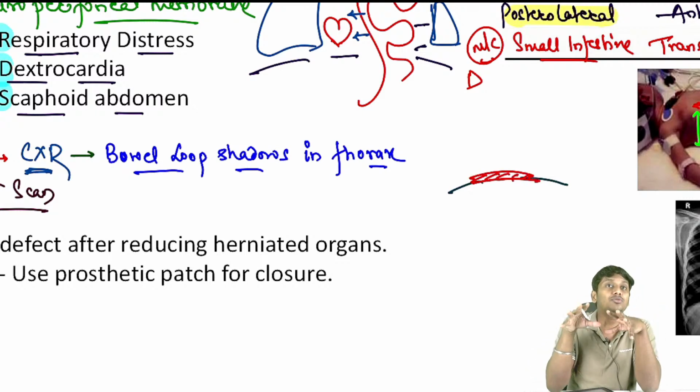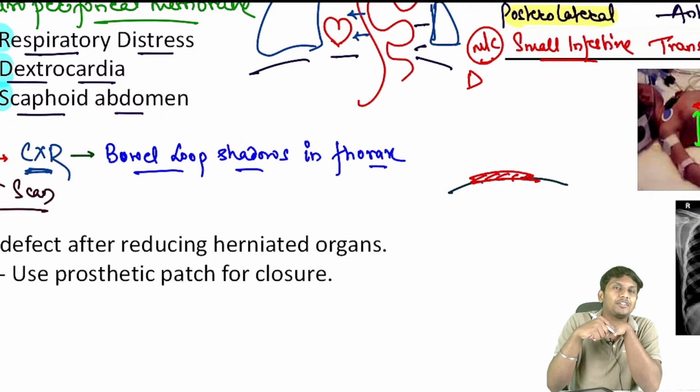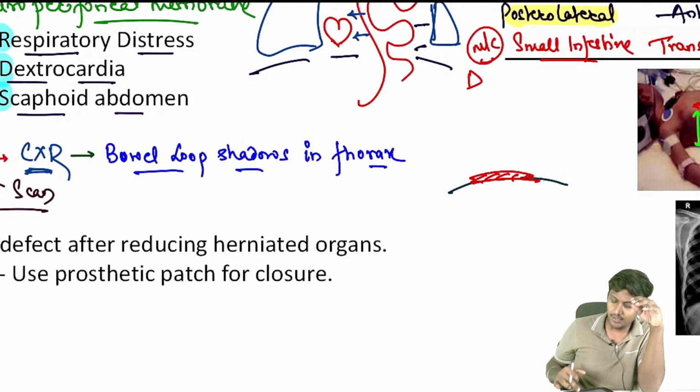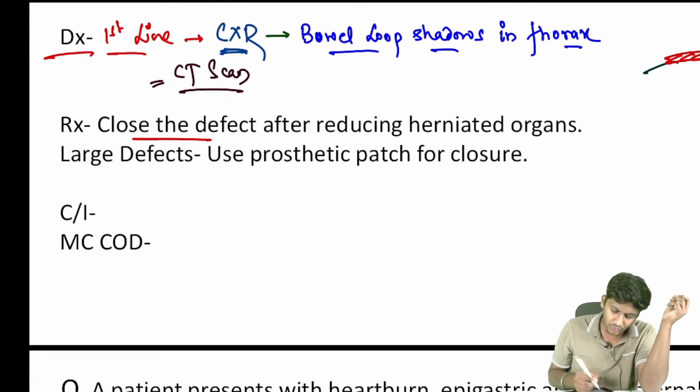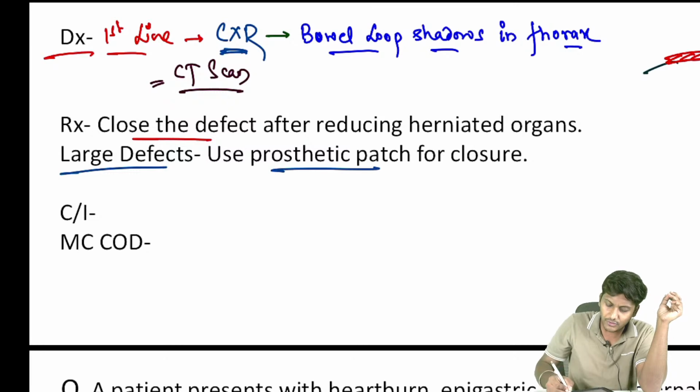OK, just like mesh is used in hernia, here we are going to use a prosthetic patch usually to close that defect. So we have to close the defect after reducing the herniated organs. If there are larger defects, as I've told you, we use a prosthetic patch for the closure.